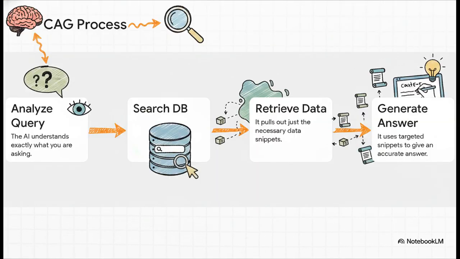Let's move on and see how this builds procedurally. Step 1, analyze the user query. The AI figures out exactly what you're asking for. Step 2, search the database for relevance, basically scanning its indexed filing cabinet. Step 3, retrieve specific context, pulling out just the necessary snippets of data. And finally, Step 4, generate an augmented response using those targeted snippets to give you a highly accurate, grounded answer. I absolutely love the procedural nature of this because it scales so beautifully. You could have millions of documents, but the AI only ever reads the few paragraphs relevant to your prompt at that exact moment. Brilliant, right?